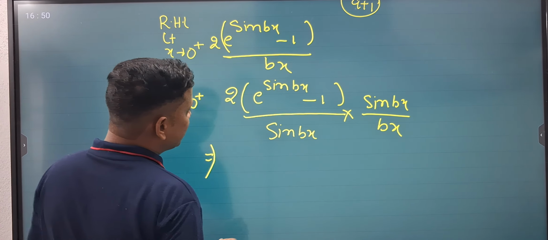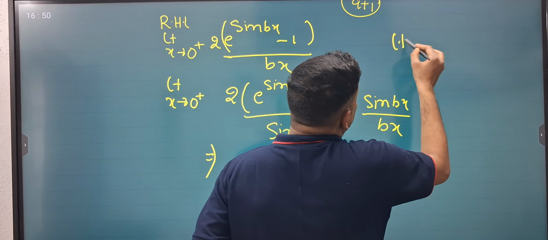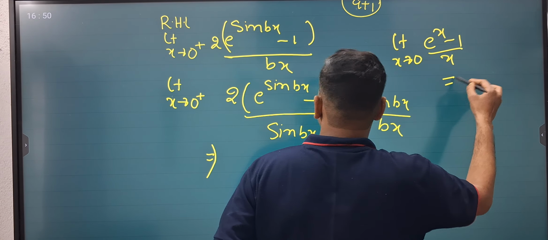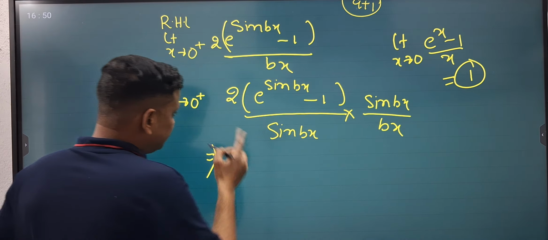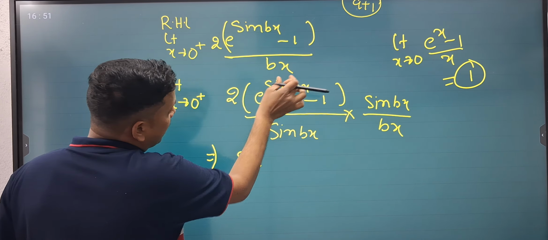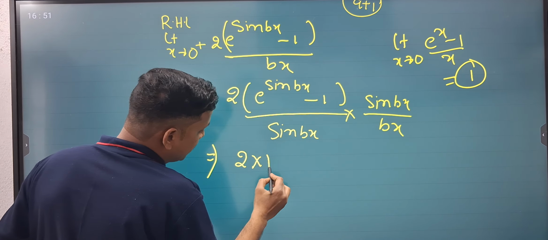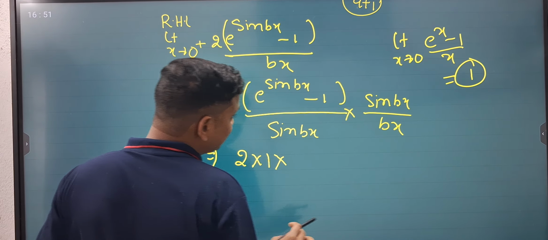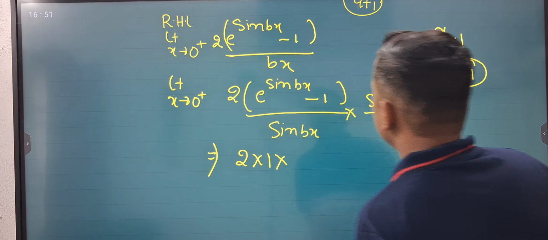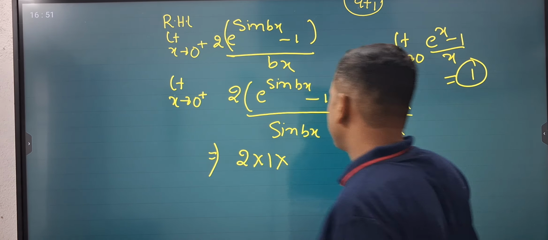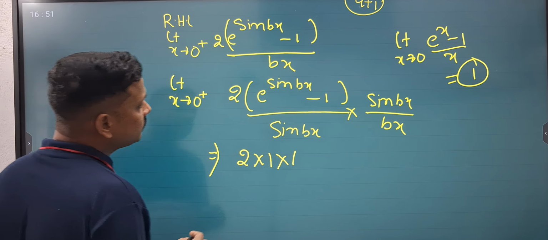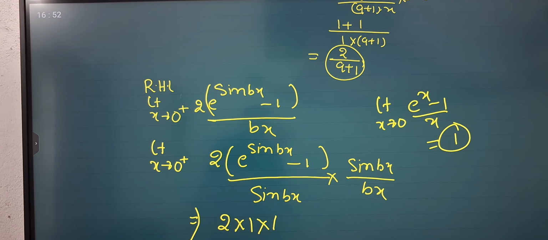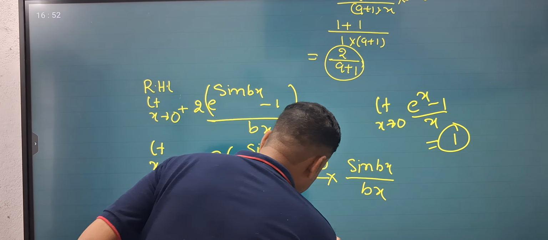Now just put the limit. You also know one formula: limit x tends to 0 of e to the power x minus 1 by x equals 1. So here it will be 2 into e to the power x minus 1 by the same x, so this will be 2 into 1. And sine bx by b is sine bx by b, which also will be sin a by a, and sin a by a equals 1. So there will be 2. So you will get 2 in the RHL limit.